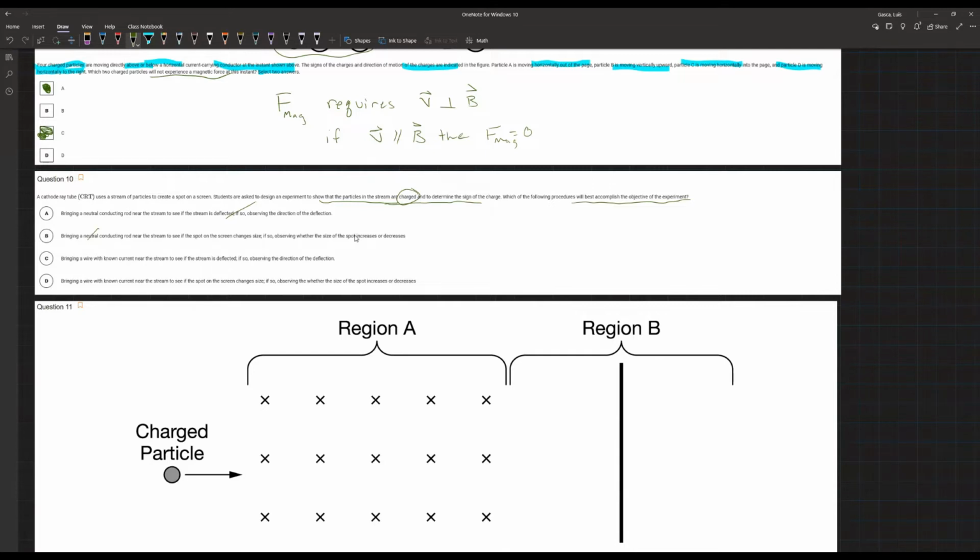C, bring a wire with a known current near the stream to see if the beam is deflected. If so, by observing the direction of the deflection. C looks pretty good. D, bring a wire with a known current near the stream to see if the spot on the screen changes size. That's not really going to do anything. We're looking for the direction of the force. If all these particles are moving in one direction and the magnetic field is in one direction, all those particles are going to feel a force in that given direction. They're not going to disperse. They're all going to move relatively in unison as a group. So the spot will change position, but not size.